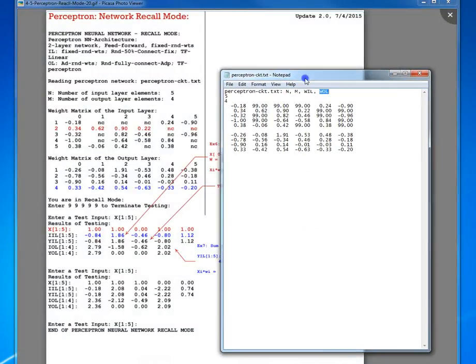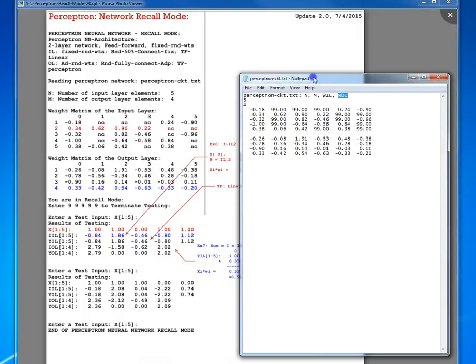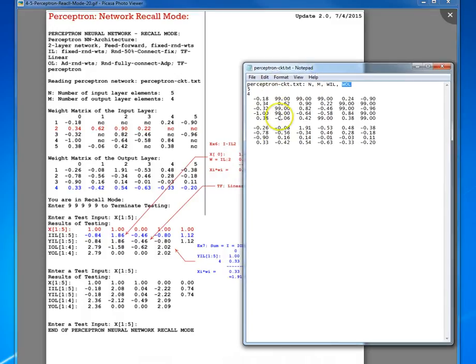Again, as you could see, the weight matrix here has read this input data file and redisplayed all the information: the number of elements 4, number of output elements 4, and the input weight matrix, that is 0, 1, 2, 3, 4, 5, and then 1, 2, 3, 4, 5, corresponding to 1, 8, 2, 99, which is NC. When it stores, all the NC connections are stored as 99. So when it reads it back, wherever 99 appears, it puts NC back here.